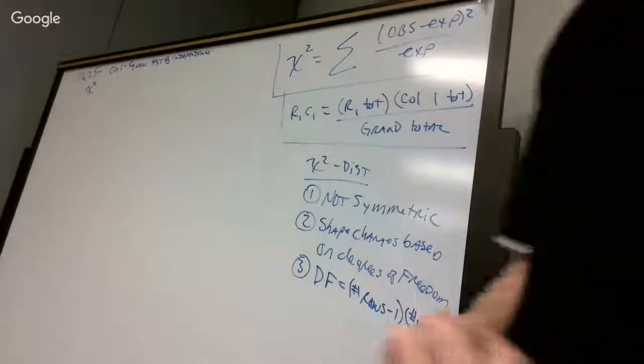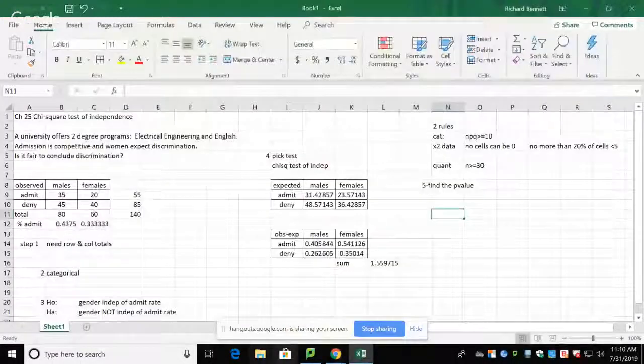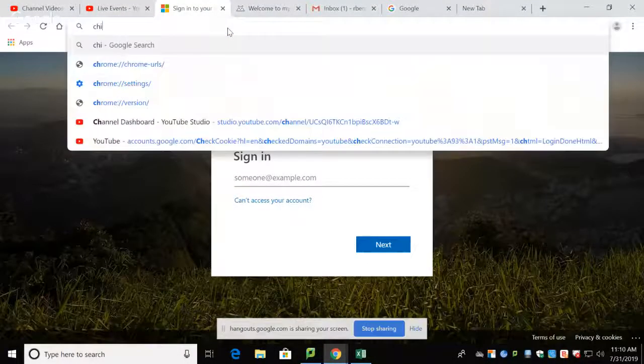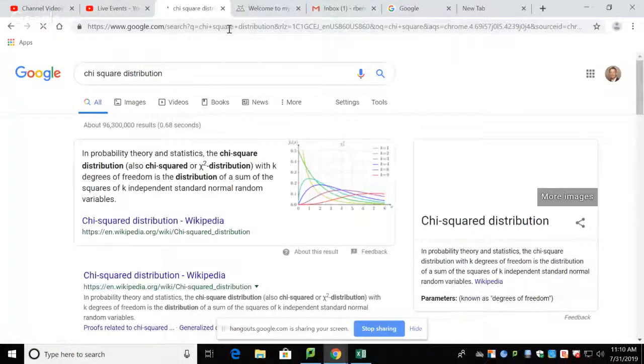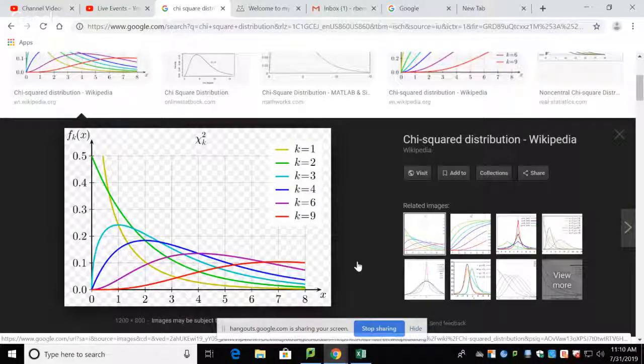Now, let me show you. When I say that it changes shape, I mean it changes shape. Let me open up this chi-square distribution. Now look at this. For some reason, and I don't know why they do this, they use the letter K instead of DF for degrees of freedom. So, if your degrees of freedom equals 1, it's the yellow line.